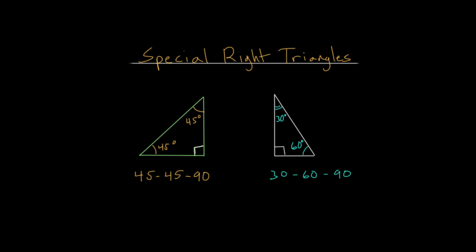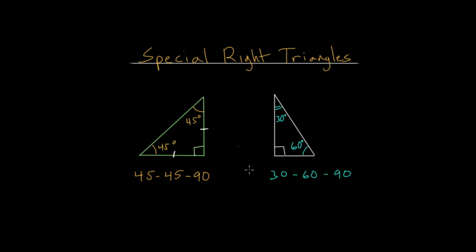dealing with right triangles. And we know it's isosceles because if you have two equal angles, then the side lengths that are opposite those are going to be equal as well. So this side here and this side here, these are both equal to each other. So this is one type of right triangle that is special and shows up often.